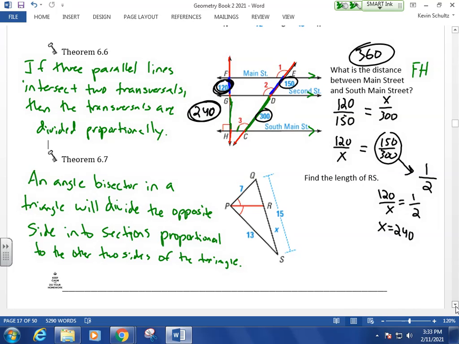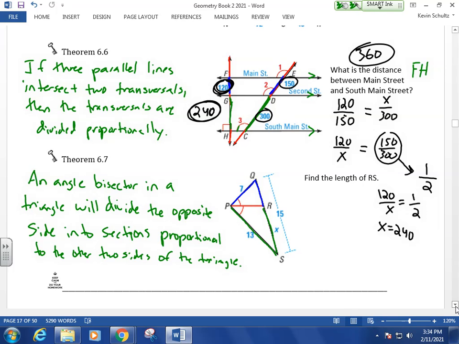Okay, so let's break it down. It says an angle bisector in a triangle will divide the opposite side into sections. So we have sections here from the opposite side. We have QR, and we have RS there. That angle bisector divided that opposite side into two sections. Those two sections are proportional with the other two sides of the triangle. So QR is proportional with QP, and RS is proportional with PS.